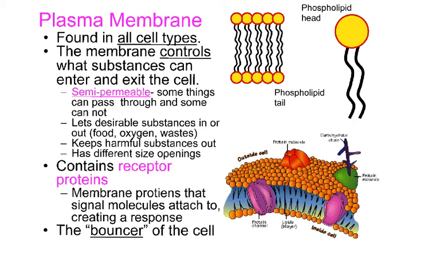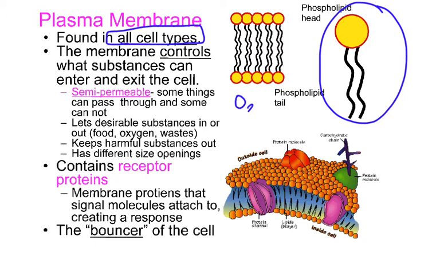The plasma membrane, remember, is made of phospholipids, molecules with a polar head and non-polar tails that have those hydrophobic, hydrophilic interactions. Now the membrane is found in all cell types, so this is found in prokaryotes and eukaryotes. It's semi-permeable, meaning that some substances can pass through the membrane and others cannot.